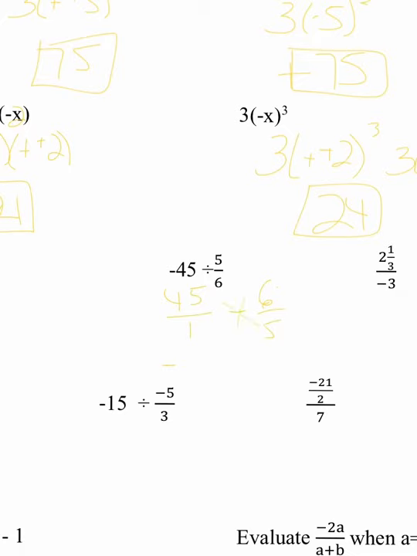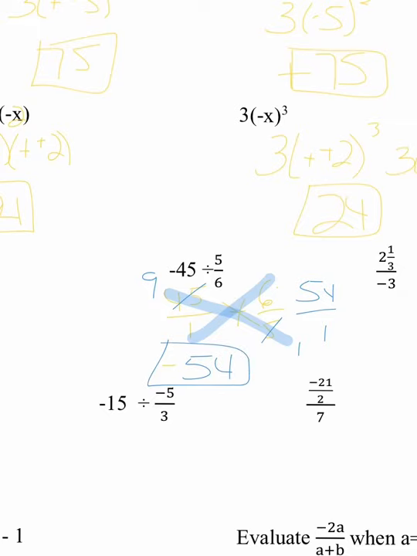Okay, I recommend doing the butterfly method with it and looking at your diagonals. So is there anything in 45 and 5 that could divide into both of those? Yeah, 5 can. So 45 divided by 5 is 9. 5 divided by 5 is 1. And then if we look at our other diagonal, 6 and 1, nothing goes into both of those. So then we just multiply across. 9 times 6 is 54. 1 times 1 is 1. So my answer is negative 54.